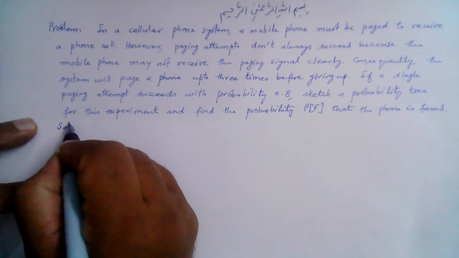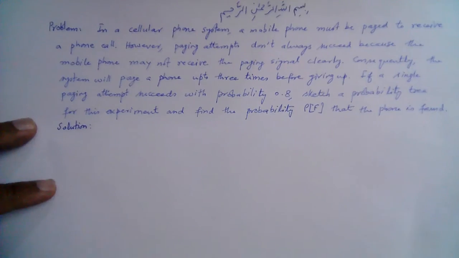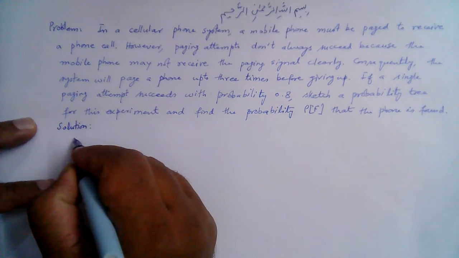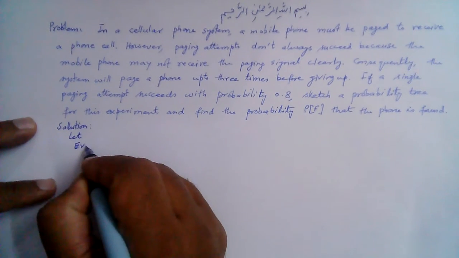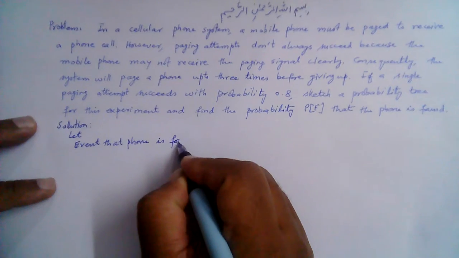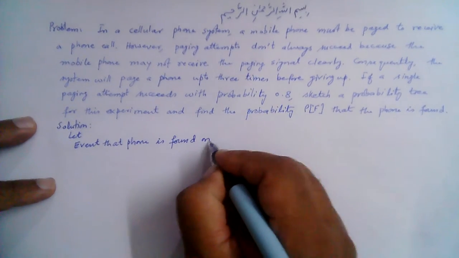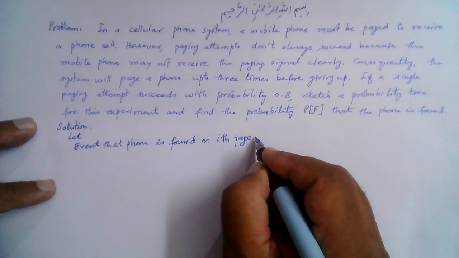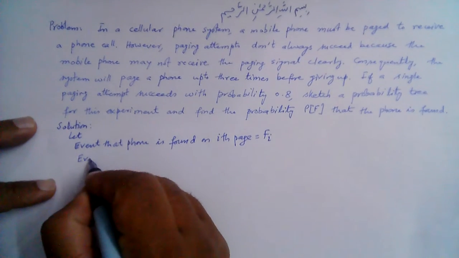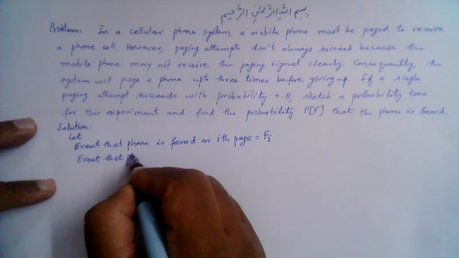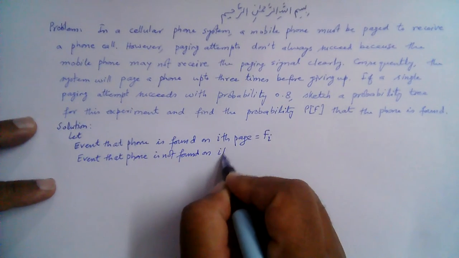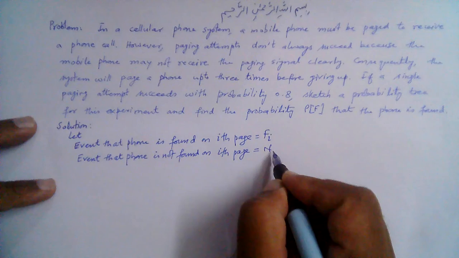So, let us denote the event that the phone is found by F, right? Let the event that the phone is found on the ith page be denoted by F subscript i, right? And the event that the phone is not found on the ith page, let's denote this by Ni, right?